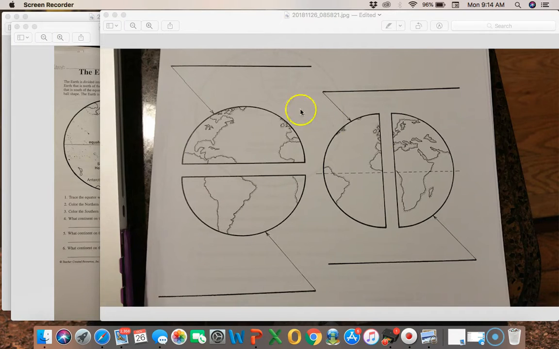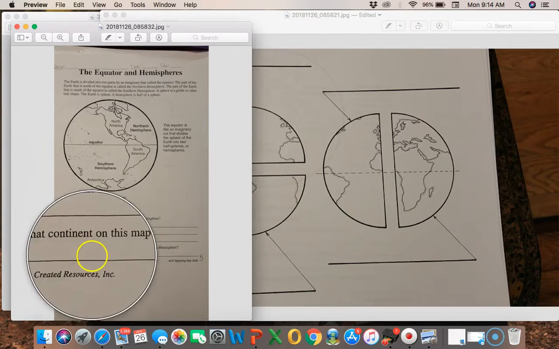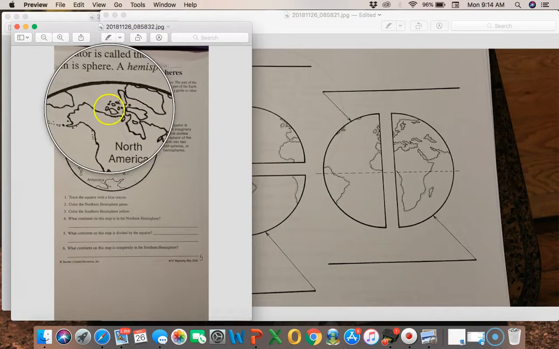The first paper is going to be this one because we're going to be talking about hemispheres. So we're going to glue this on. I think you're starting on page 27. Then we're going to do this one that says the equator and the hemispheres. So it's going to look like this.